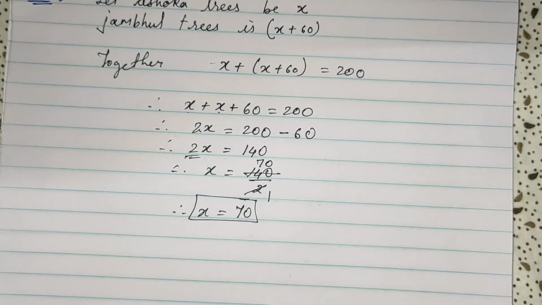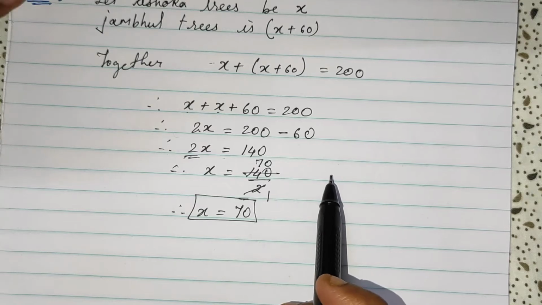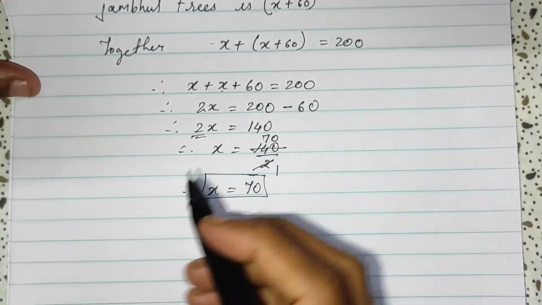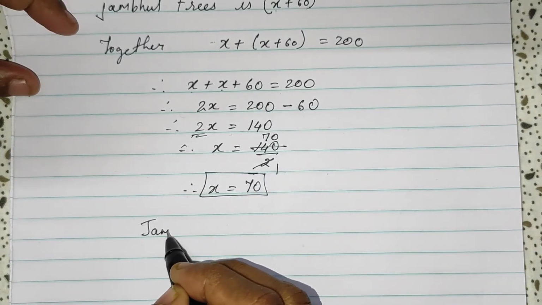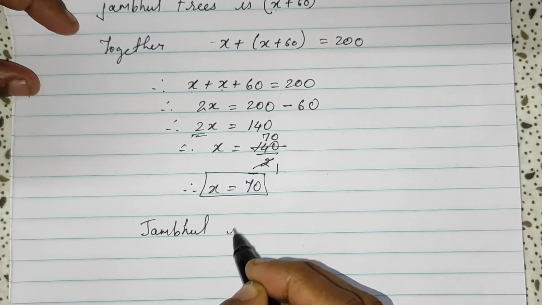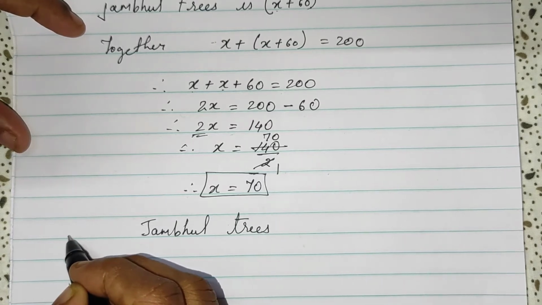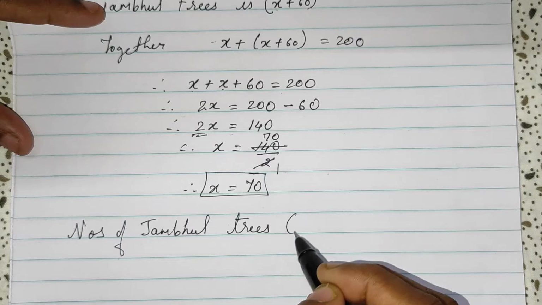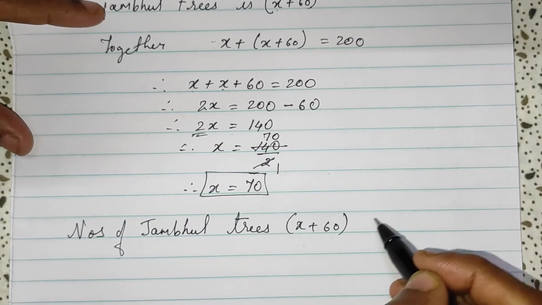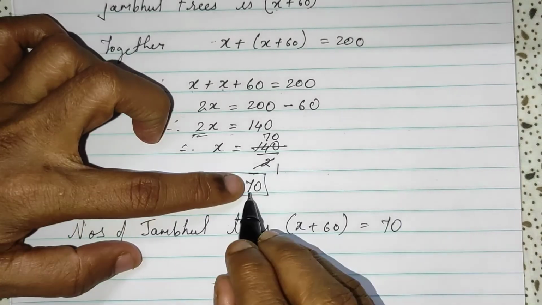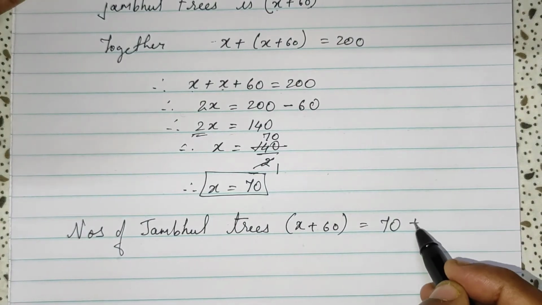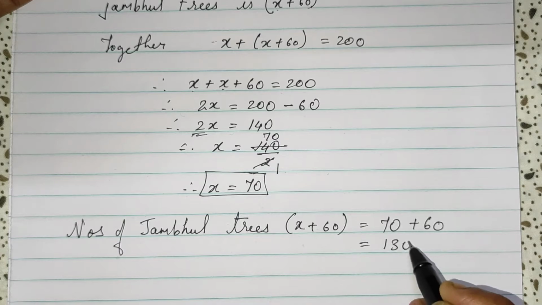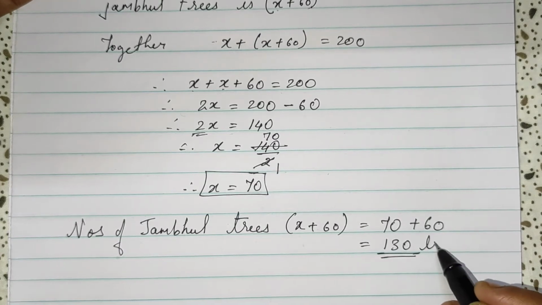What they have asked: how many jambul trees were planted? We have jambul trees as x plus 60, no? So x, we got 70. So 70 plus 60, that is 130. 130 trees.